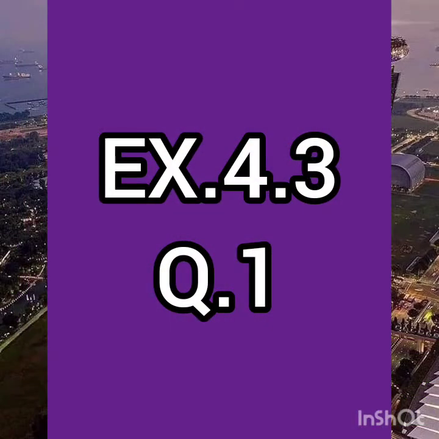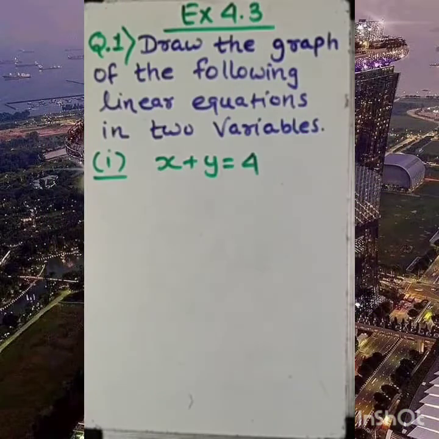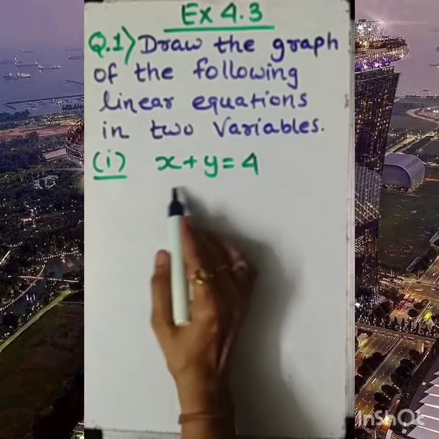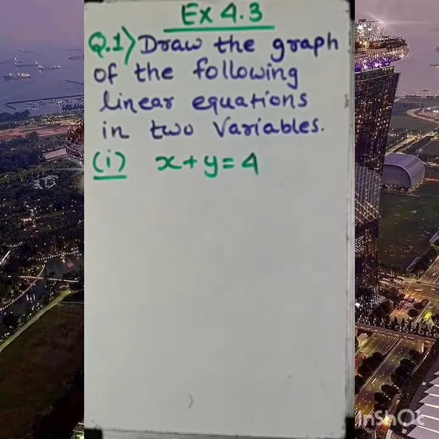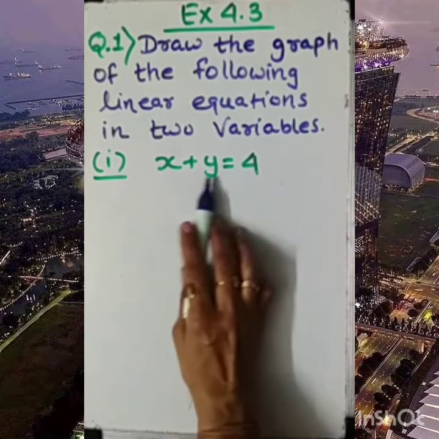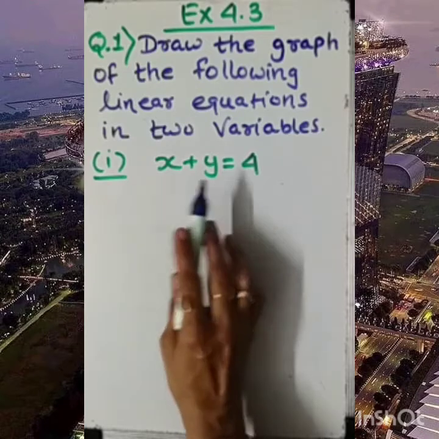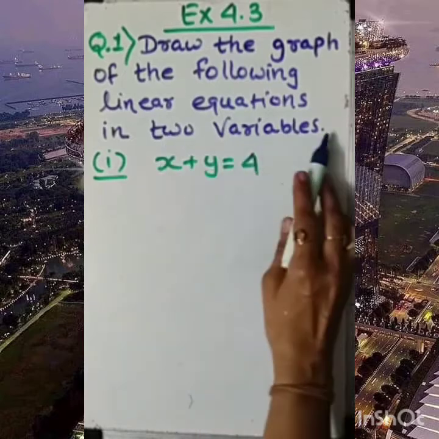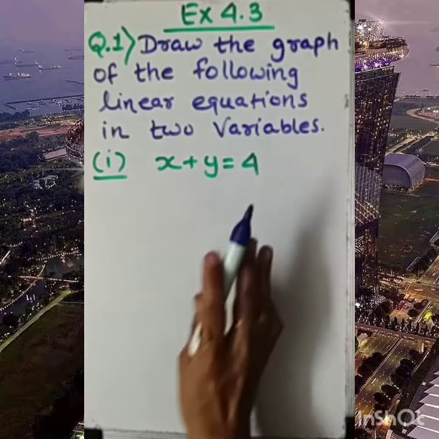So, dear student, exercise 4.3, question one says, draw the graph of the following linear equations in two variables. The first equation we are given is x plus y equal to 4. Here x and y, these two different variables are there. That's why this is an equation of two variables. Got it?